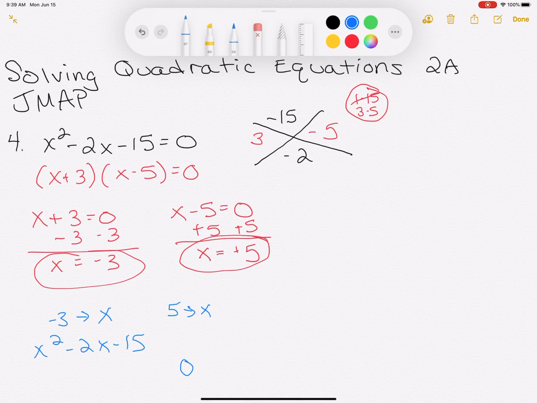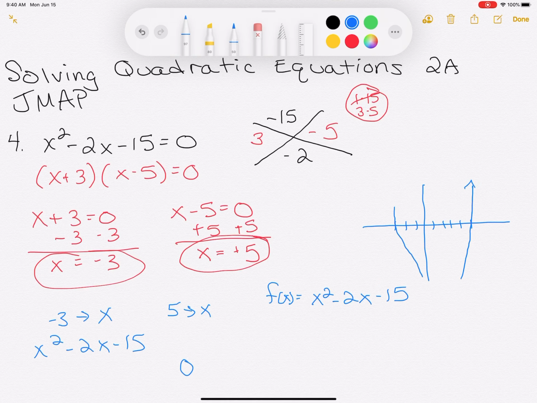If you were to put in x squared minus 2x minus 15 into a graph page, into f of x, what is going to happen is you're going to get a graph that is going to cross the x-axis at both negative 3 and positive 5. So it would look something similar in your graph page to this.